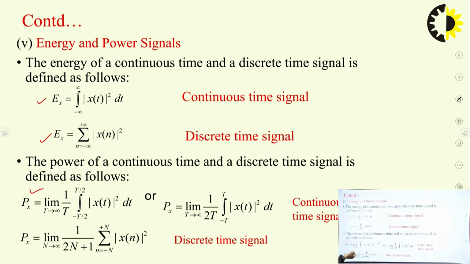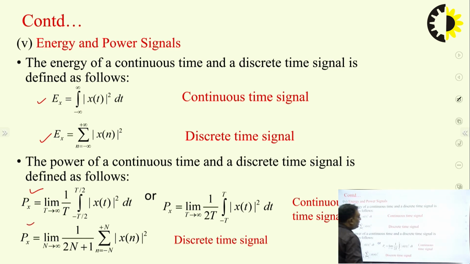There are two ways by which you can write these expressions. One is this, where 1 upon T is there, and here 1 upon 2T is there, but the limit is minus T by 2 to T by 2 here, and here it is minus T to T. So you can use any of these expressions for calculating the power of a continuous time signal. And similarly for a discrete time signal we can calculate the power using these expressions.